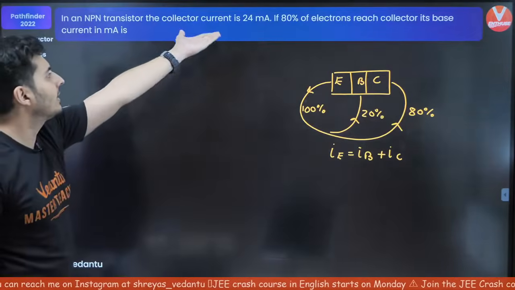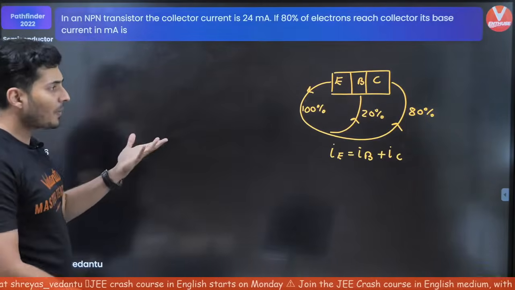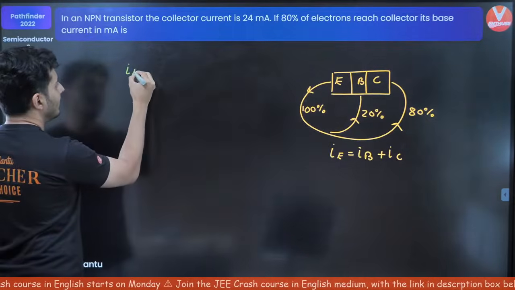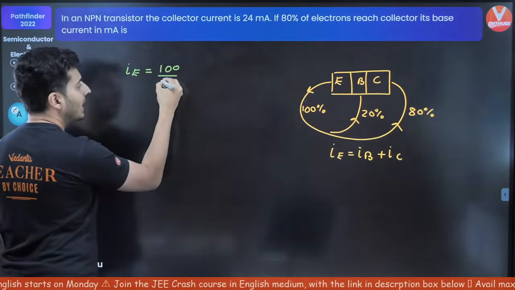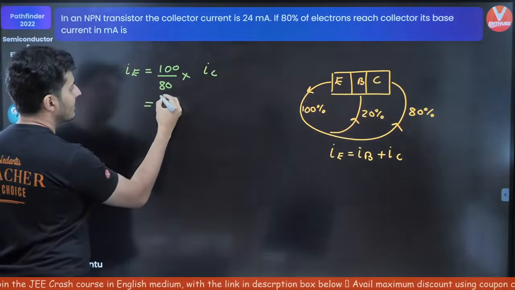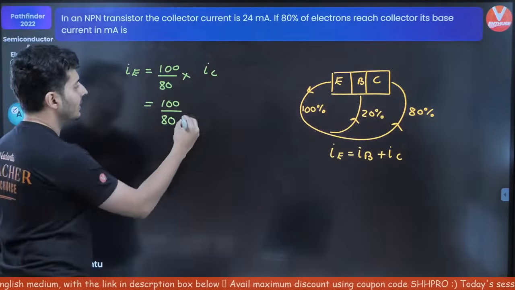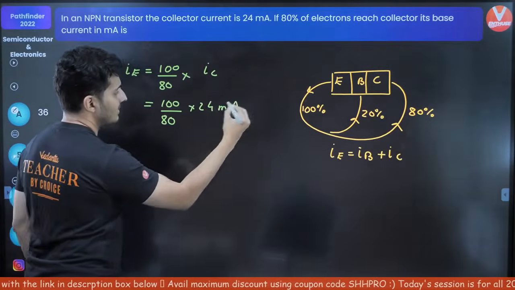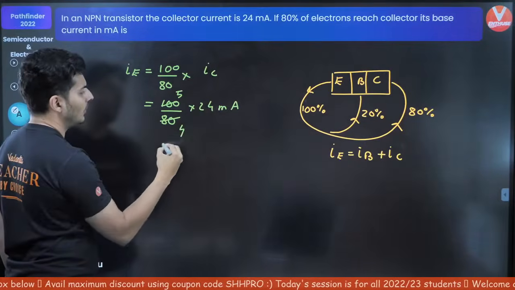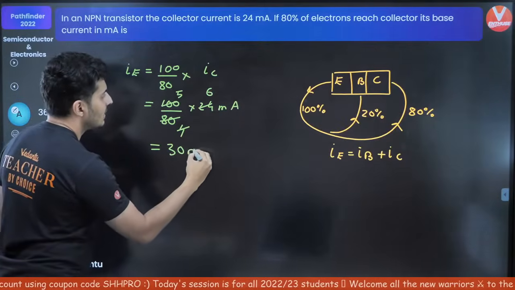Now it's clearly mentioned the collector current is 24. Then the question is, what is the base current? Simple now. Because collector is 80% of emitter, the emitter current will be 100 by 80 into the collector current. And the collector current is given to be 24 milliamperes, correct? And you might as well write this as 5 by 4 because 100 by 80 is 5 by 4. This will become 6. So this will become 30 milliamperes.